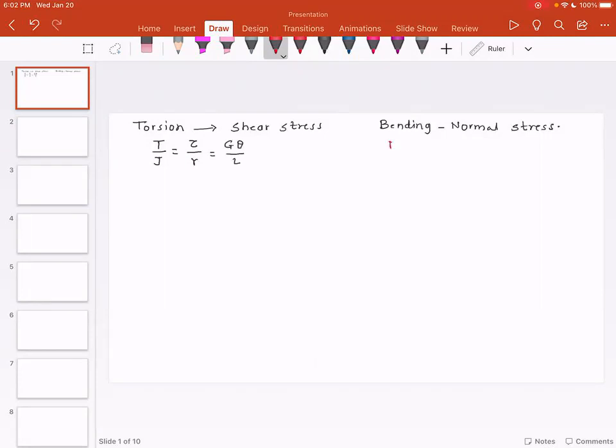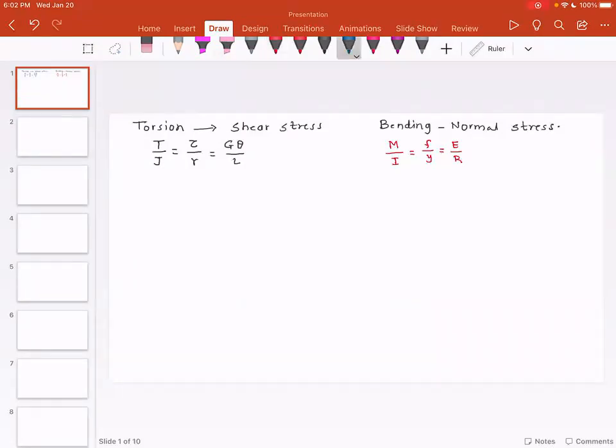For bending, it is M divided by I is equal to F divided by Y is equal to E divided by R. Please note the structure of these equations is the same. In the case of torsion, we have J, that is polar moment of inertia. In the case of bending, we just have moment of inertia, which is nothing but the second moment of area.